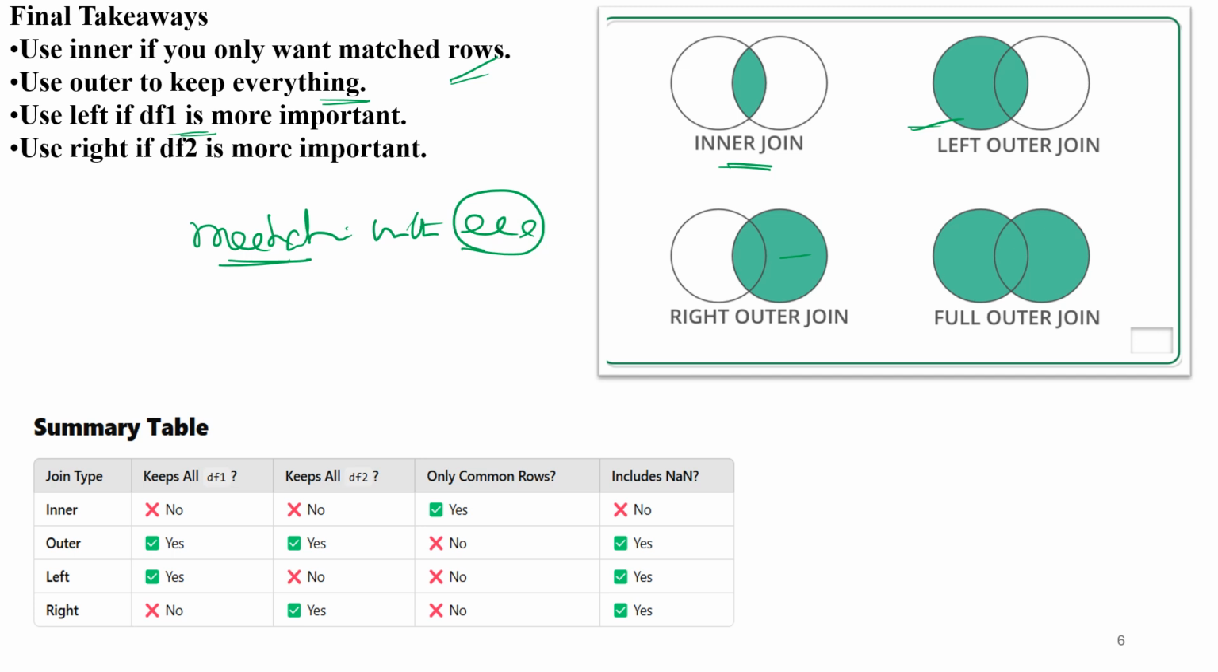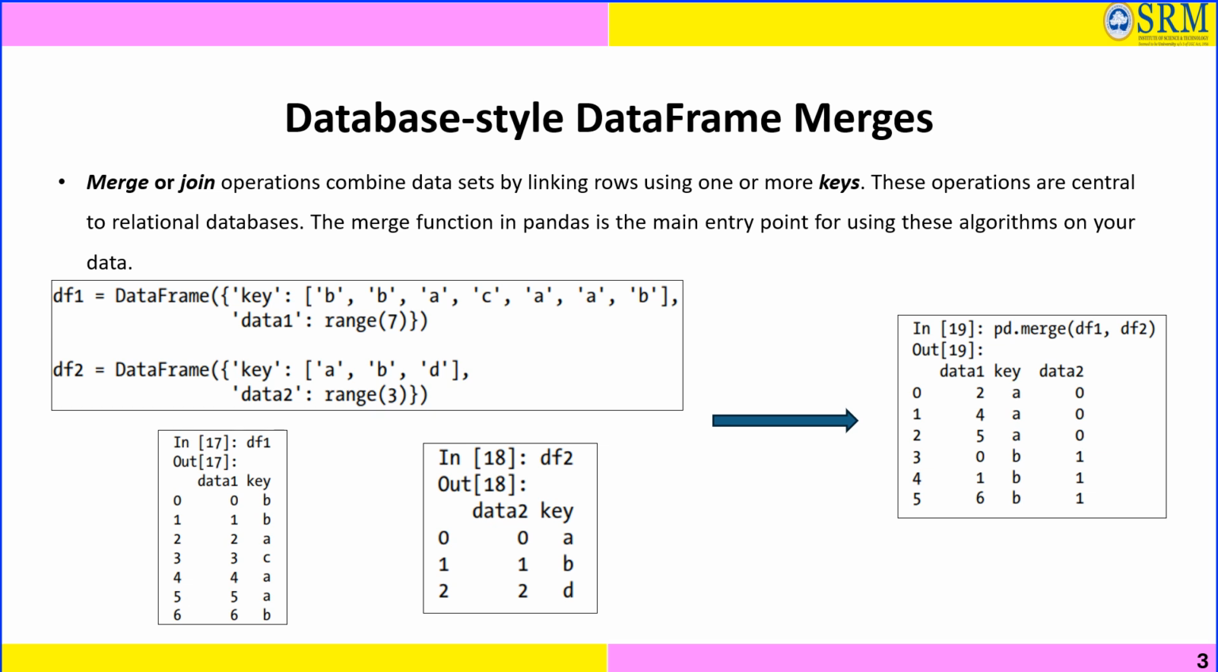In the inner join, you will not have a chance for NaN. For outer join, all the elements have to be taken, so there are no common-only rows. If you take left join, you have to keep all of df1. Does it include NaN? Yes, of course, because some entries are not there in df1, so you have to put NaN also. Does it keep all of df2? No, there is no way, because it's left join. Are there any common-only rows? No. Similarly for right join as well. So this is how we can merge two data sets using Python. And we'll see some more examples.